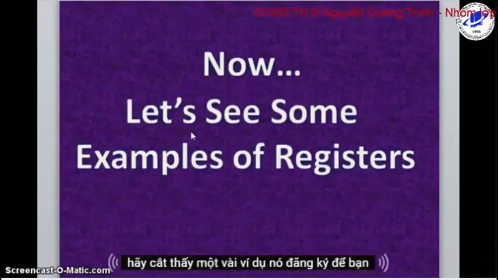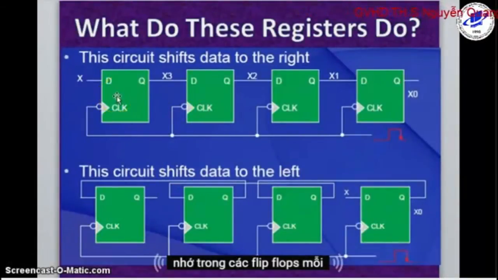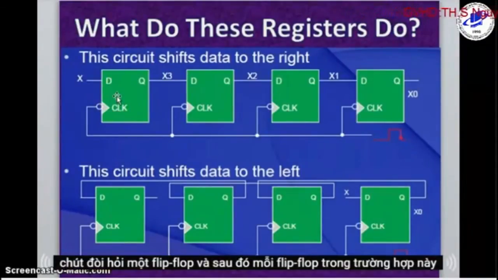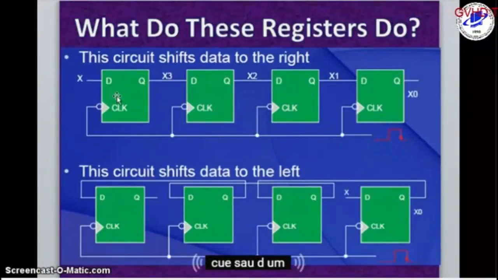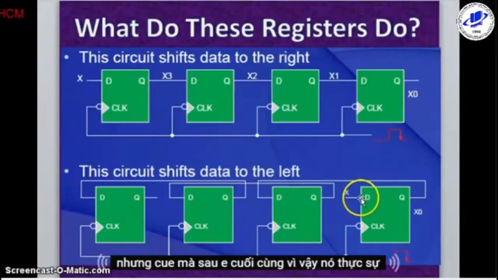Now let's see a couple examples of registers in order to see what they do. These are one of the more simpler ones. Remember, in these flip-flops, each bit requires a flip-flop, and in each flip-flop, in this case, Q follows D. Of course, in the shift to the left example, you can see that the first D follows Q, but that Q follows the last D.